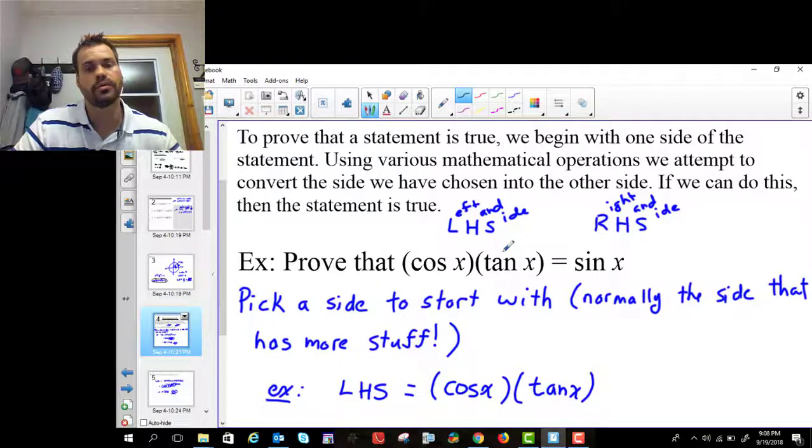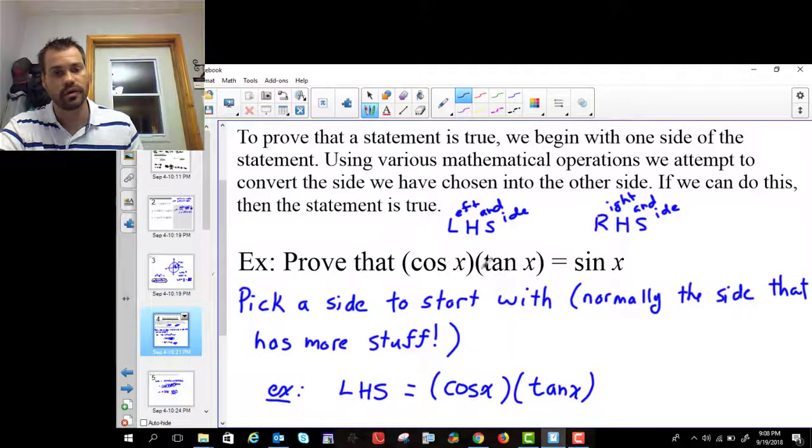So I'm just going to warn you, there's not a set of steps that you follow to get the right answer, but there are some hints along the way. So the first thing that you're going to do is decide where you're going to start. So you're going to pick a side to start on. And the side that you're going to start on, I say, normally is the side that has more stuff. And what I mean by that is if you look at this particular example, this has 2 things in it. This only has 1. So I'm going to start over here.